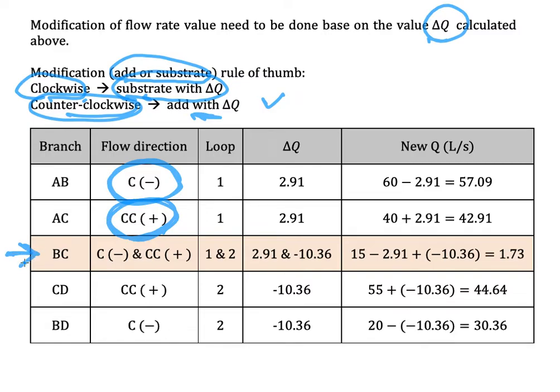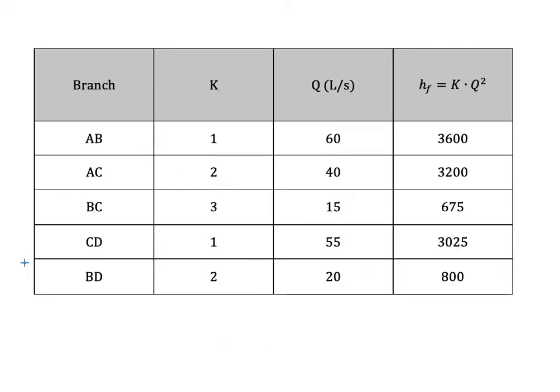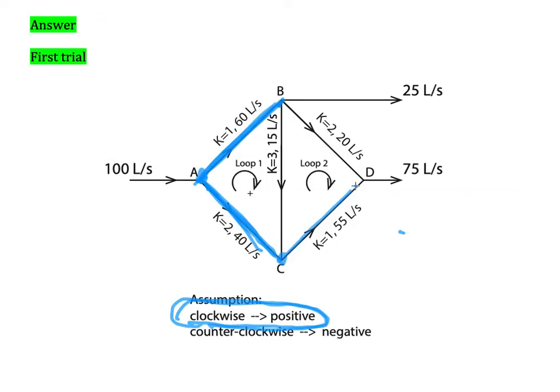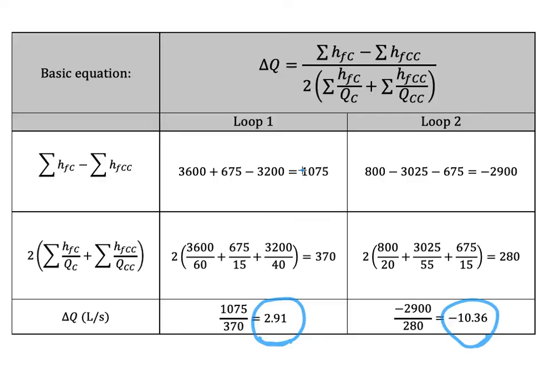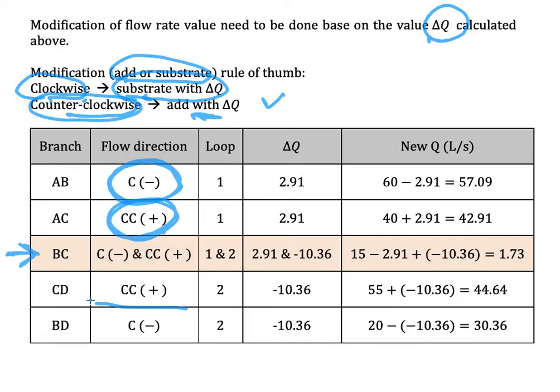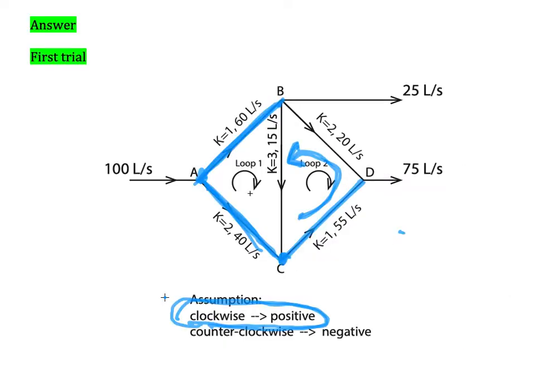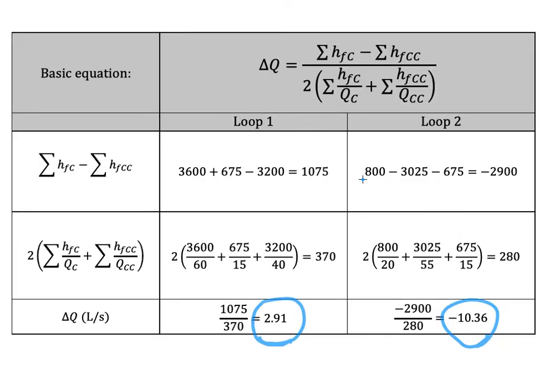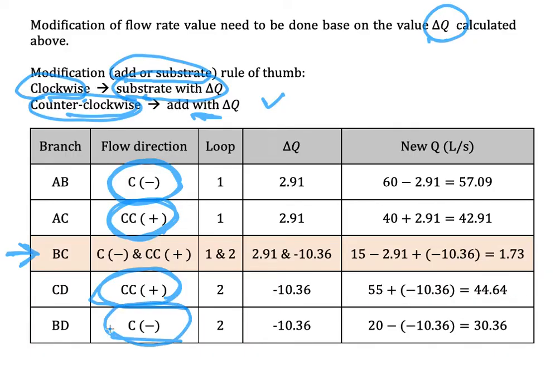So we focus on CD, for example. The flow is from C to D. So it reflects a rotation like this, which means counterclockwise. So we need to add the value. And then for BD, it starts from here to here, which means the flow is actually clockwise. So we need to deduct, we need to subtract the value. So how about BC?